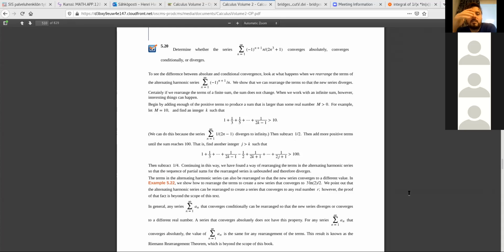There is a discussion here about the absolute and conditional convergence differences, because the thing about conditional convergence is that, in fact, if you take the alternating harmonic series, which is a harmonic series but with the sign switching, we can arrange the terms into a new series that diverges. For instance, we take all the positive numbers, we add them first, and then we take the negative numbers second.